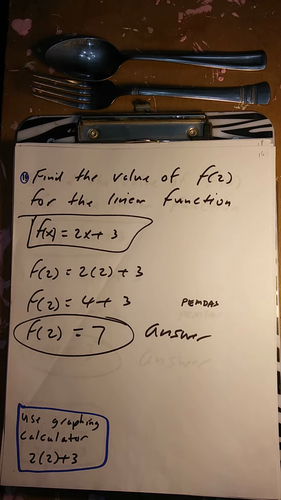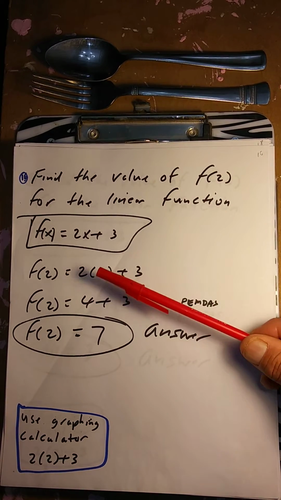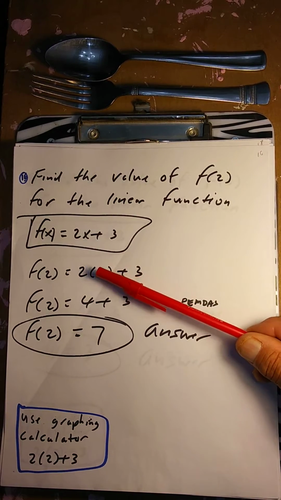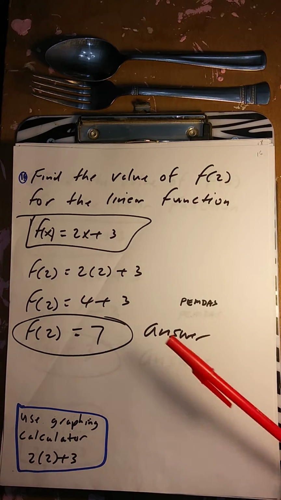Alright, find the value of f of 2 for the linear function f of x equals 2x plus 3. So 2 times 2. Put it in there for the x. So there and there. So 2 times 2 is 4. 4 and 3 is a 7.